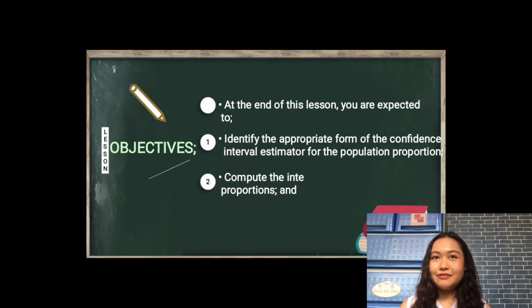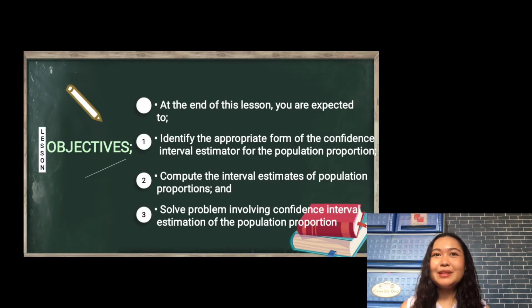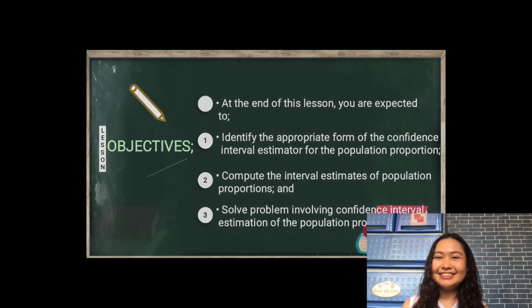Lesson objectives. At the end of this lesson, you are expected to: Number 1. Identify the appropriate form of the confidence interval estimator for the population proportion. Number 2. Compute the interval estimates of population proportions. And number 3. Solve problems involving confidence interval estimation of the population proportion.